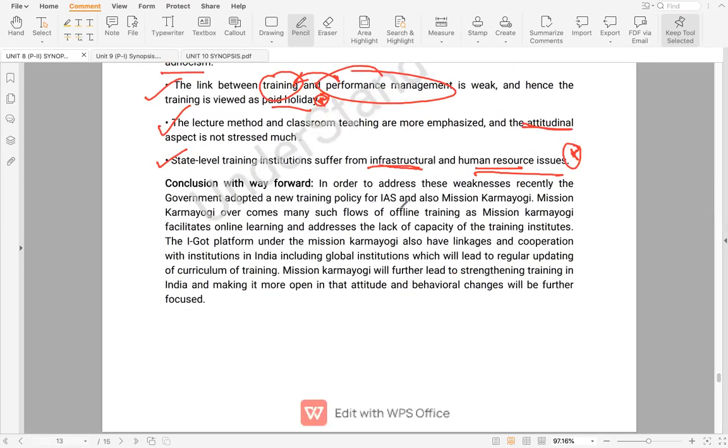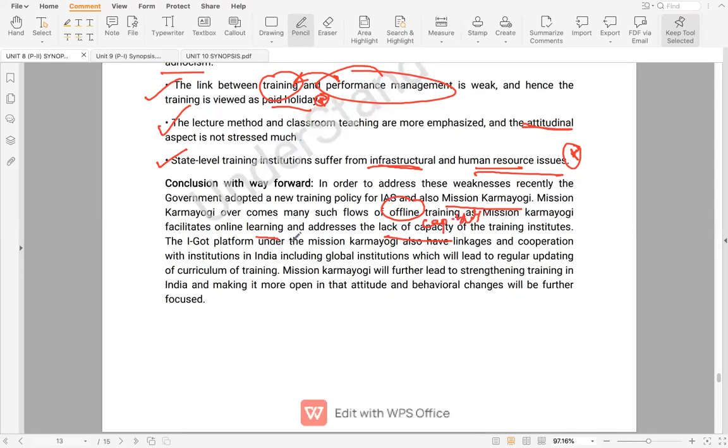Recently, the government adopted a new training policy for IAS and also Mission Karmyogi. Mission Karmyogi comes to overcome many flaws, such as those of offline training, as it facilitates online learning and addresses the lack of capacity. This is basically capacity building. So you talk about capacity here as well.